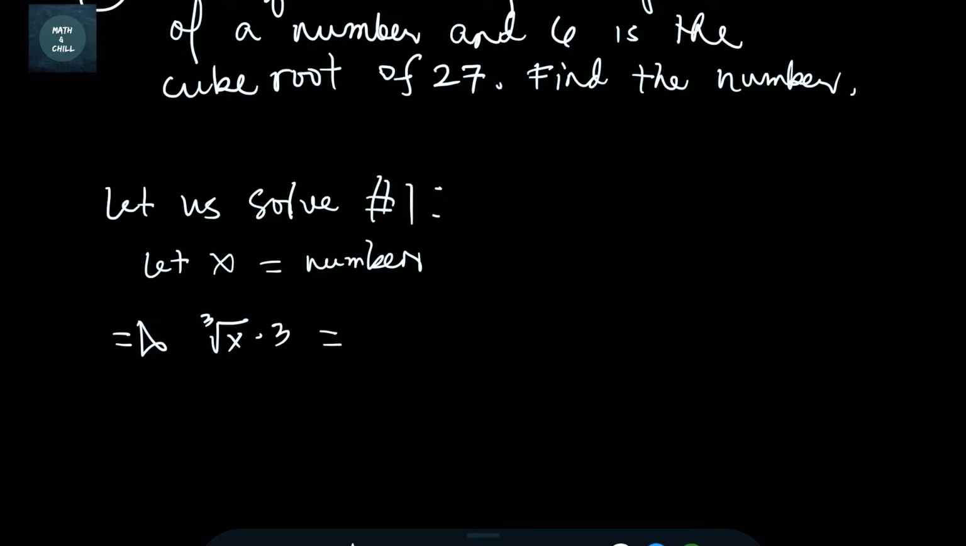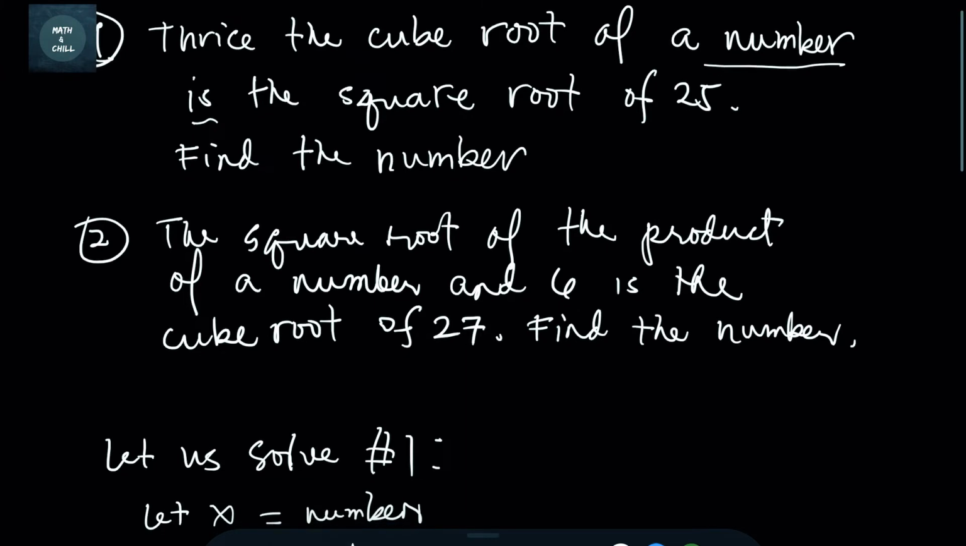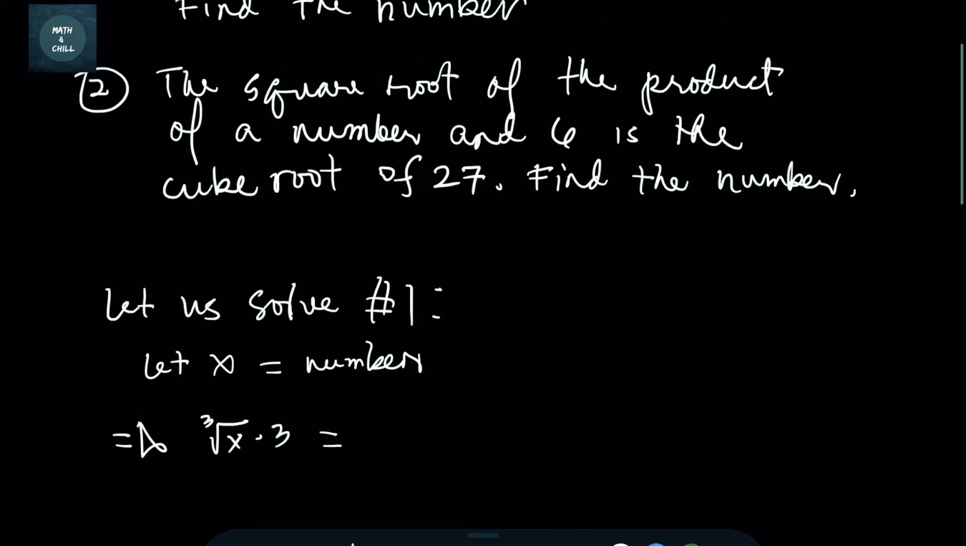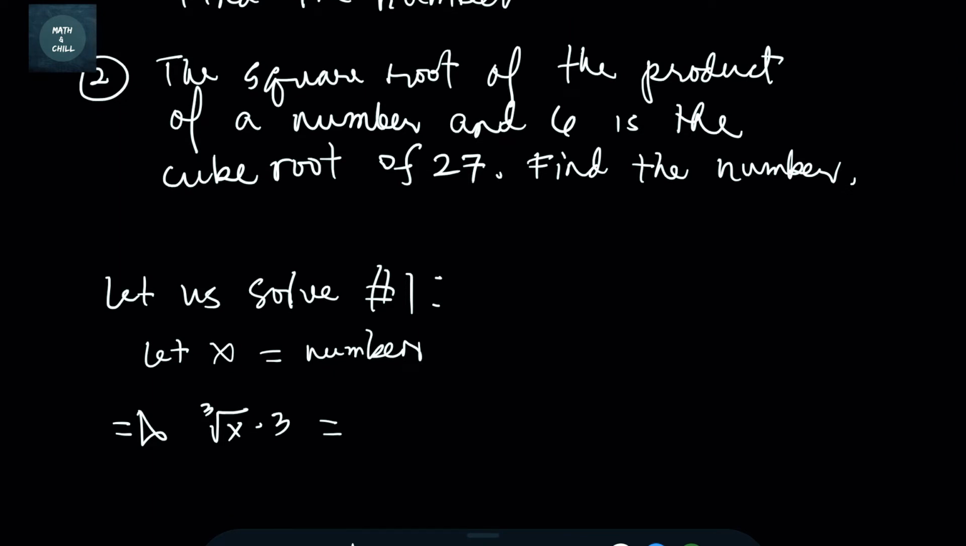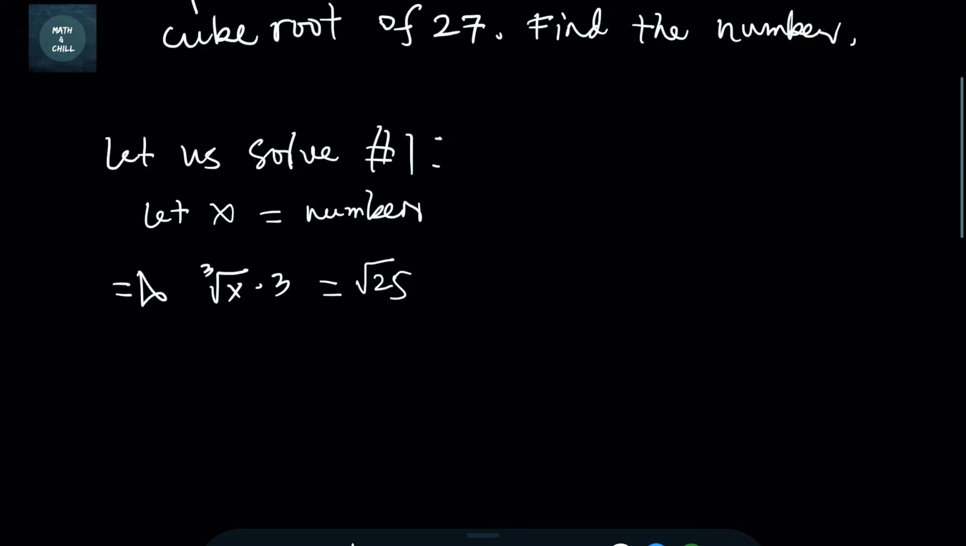Is equal to, the word "is" means equal, equal to the square root of 25. So the cube root of x, the cube root of the number, multiplied by 3 because it is thrice, is equal to the square root of 25. So that is your equation, a radical equation.